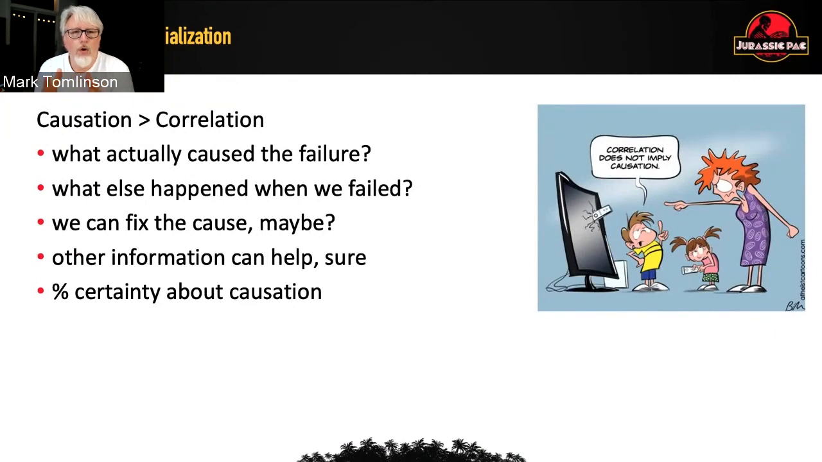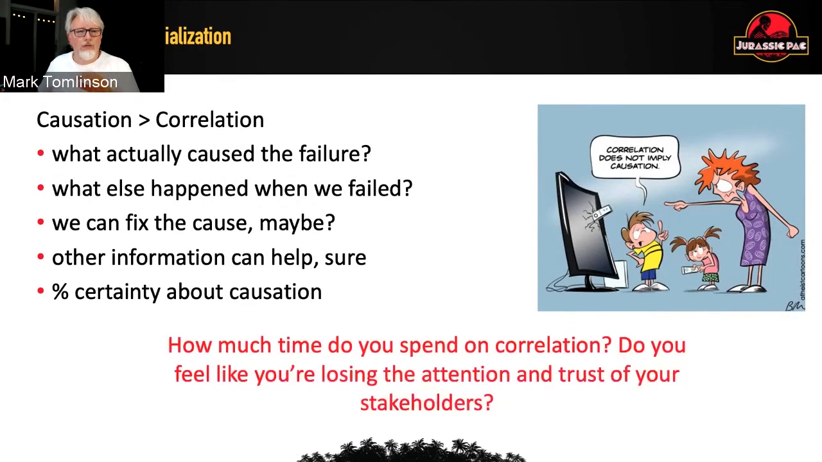We all know about correlation and causation. If you've ever been under fire from your management or VP or executives, they want to know the root cause. They want to know what actually caused the failure. They might want to know what else happened when we failed that's potentially correlated. But the real thing is we want to know a cause. We want to know if we can fix what caused it, maybe. And we want to know other information that can help. And we want to know some percentage of certainty around causation.